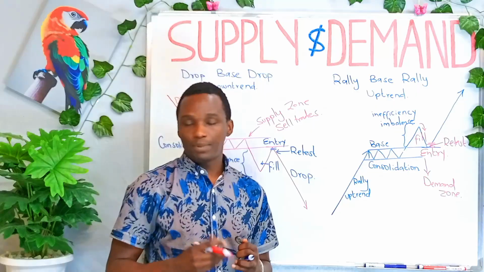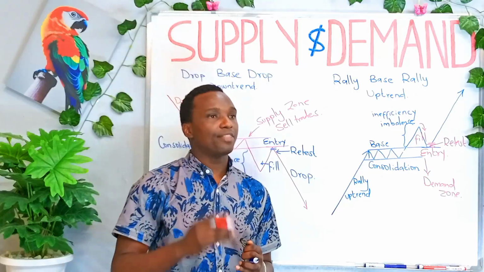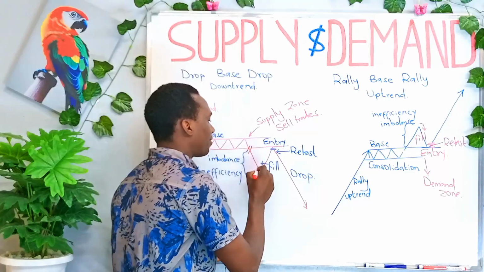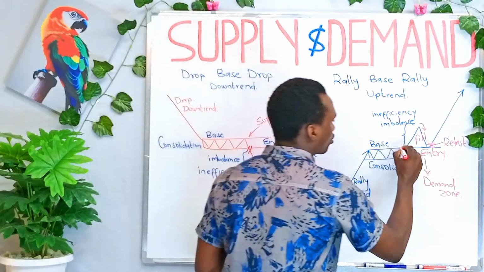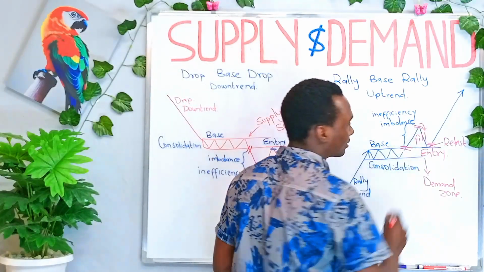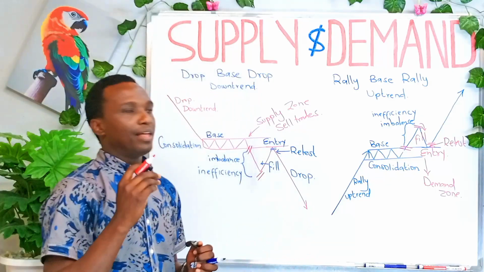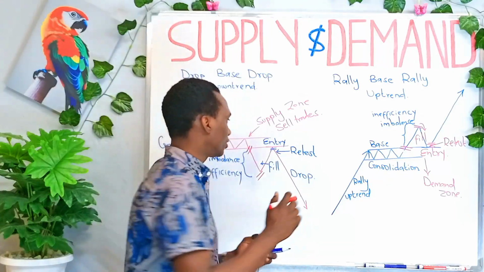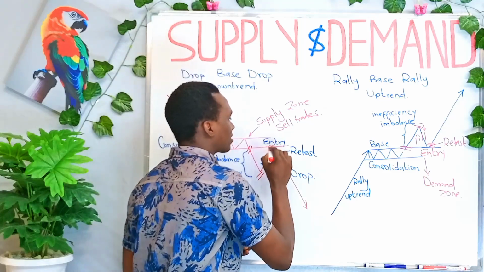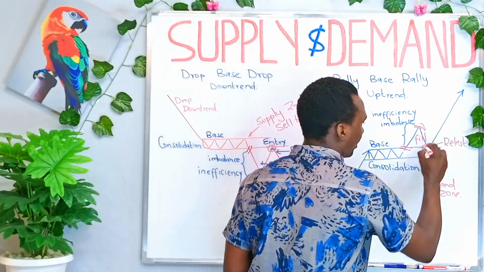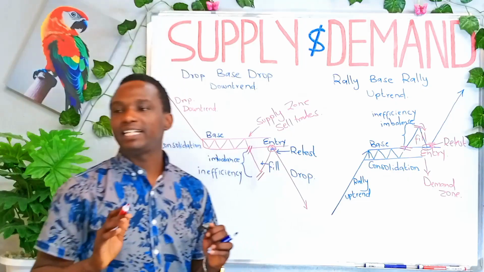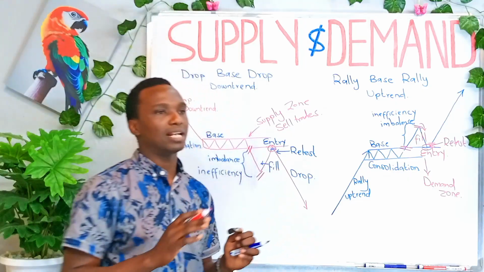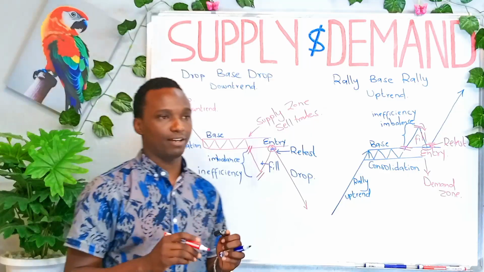Please note that the stronger the move away from this zone, the stronger the imbalance. This increases the likelihood of a reaction when price reverses to our entries. So the best supply and demand zones will be characterized by very strong imbalances at that level.